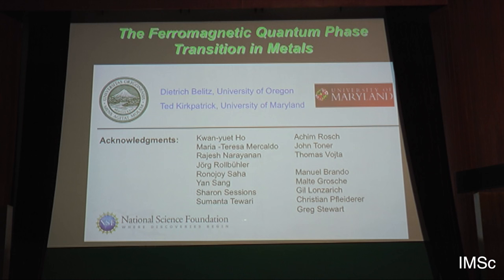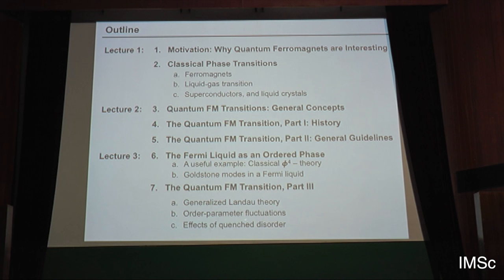So here's an outline. I'll start out by means of a motivation where I'll just walk you through some phenomenology, just to make sure what we are talking about before we are trying to understand where this phenomenology is coming from. And so I'll start out with an introduction to classical phase transitions, then to quantum phase transitions, and then come to the quantum ferromagnetic transition in particular.